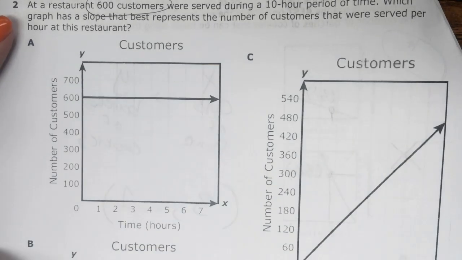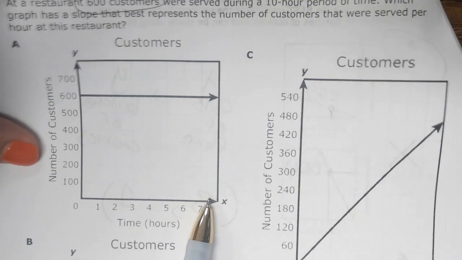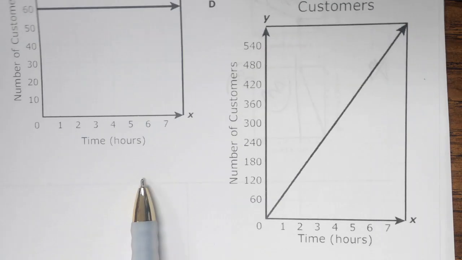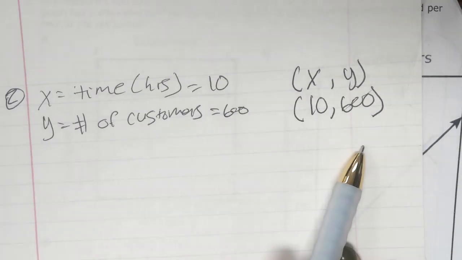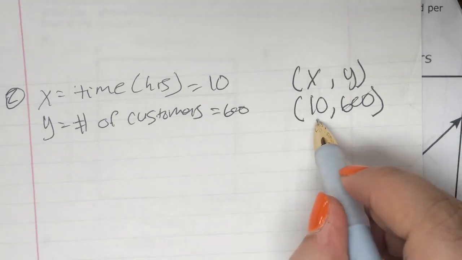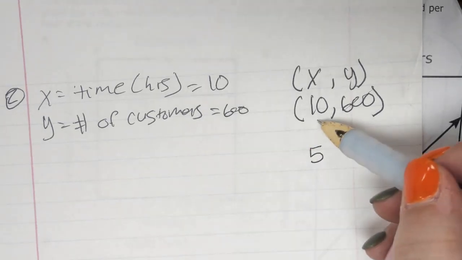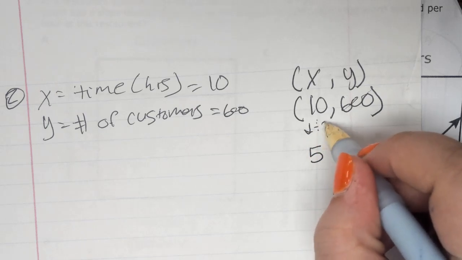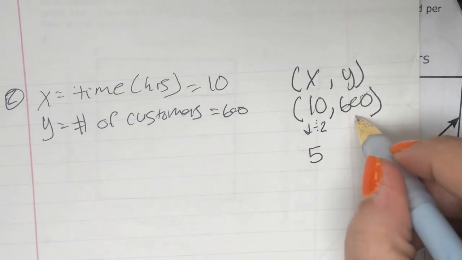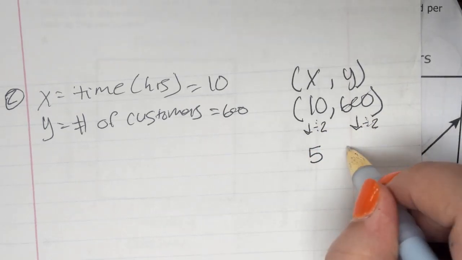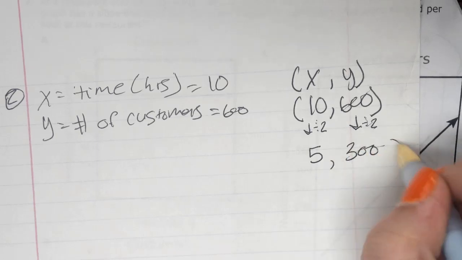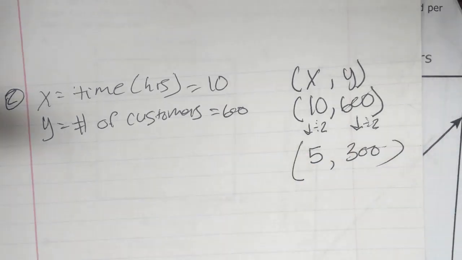When I look on my graph, none of the graphs have an x value of 10 available. So I'm going to go back here and think, well, what would that look like if instead of 10, I used 5. I cut this in half. I divided that by 2. So let's do the same thing with 600. Divide it by 2. So now we're looking for the ordered pair 5, 300.